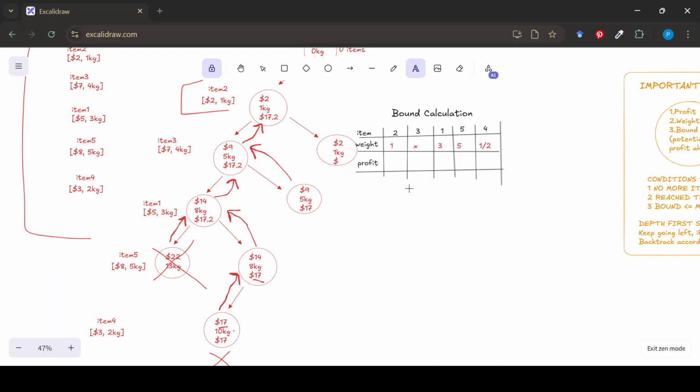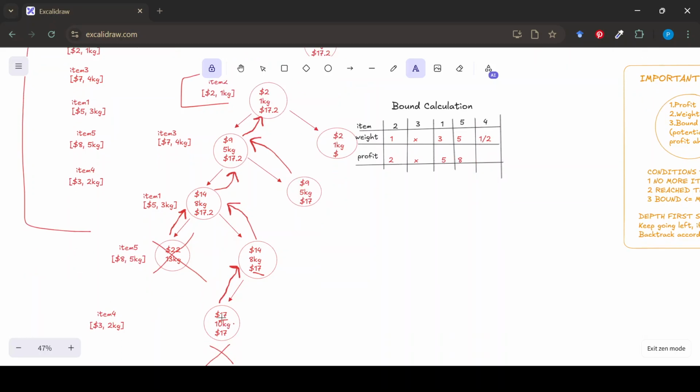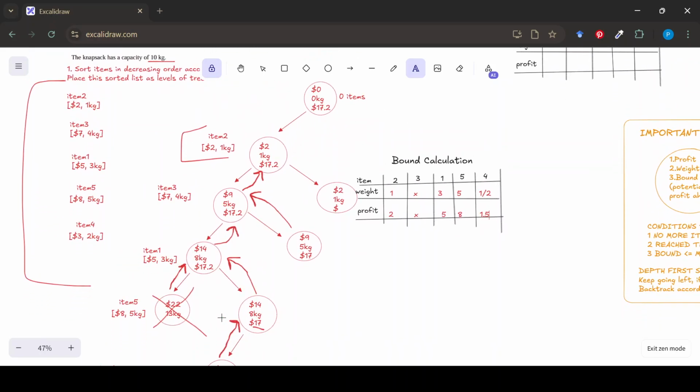So I have a profit of 2. I'm not picking up item 3. I have a profit of 5. I have a profit of 8. And here I'm only taking 1 out of 2 of this. So it's half. So half of that $3, 1.5. Okay, and now if I add up these numbers, I should be getting 16.5. So my bound here is 16.5.